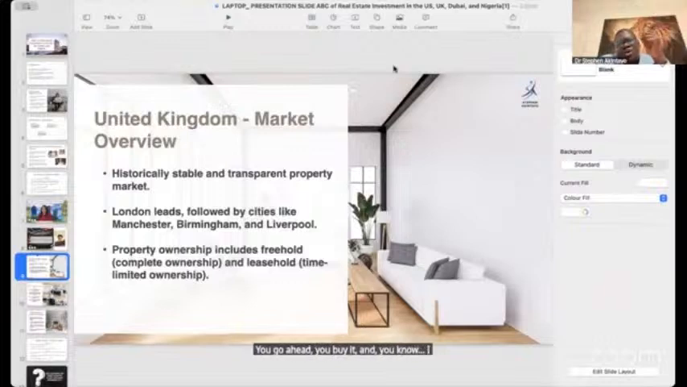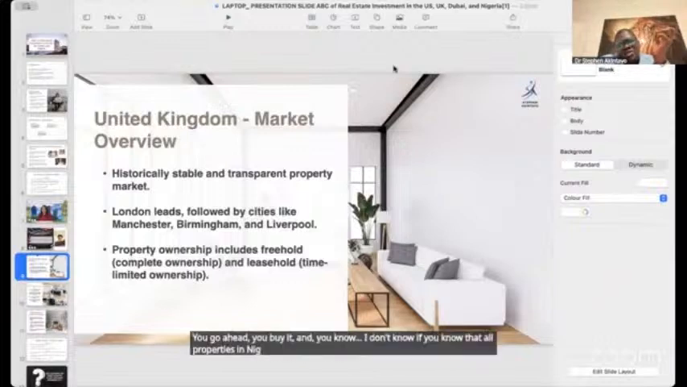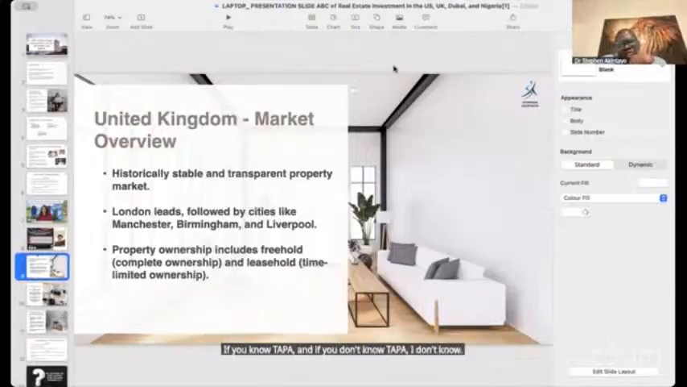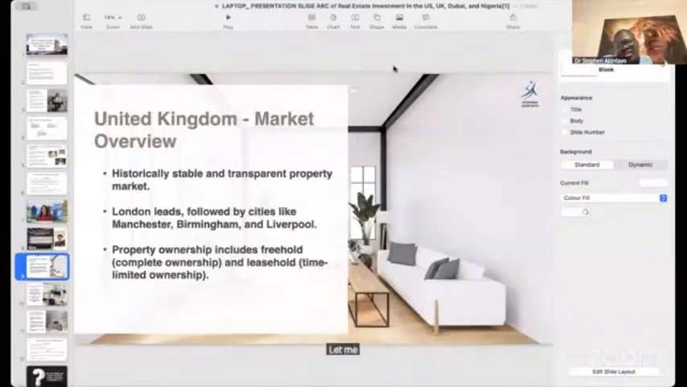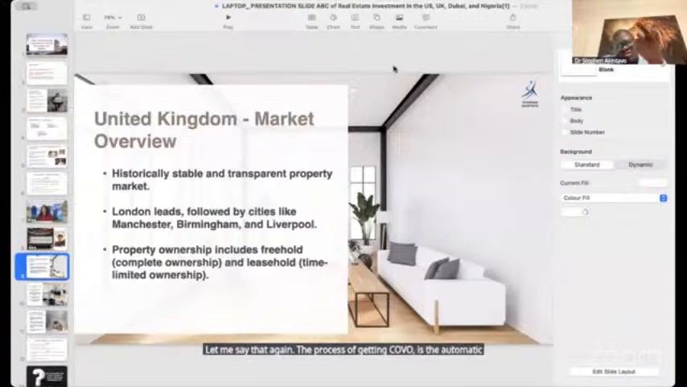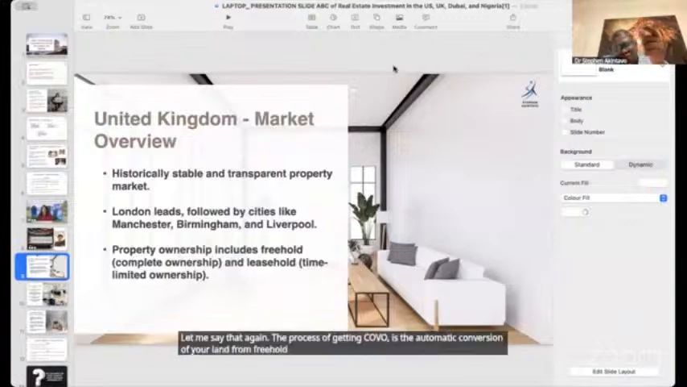How many of you know that all properties in Nigeria are leasehold? If you know, type I know. If you don't know, type I don't know. Let me say that again. How many of you know that the process of getting C of O is equal to converting your land from freehold to leasehold? Let me say that again. The process of getting C of O is the automatic conversion of your land from freehold to leasehold.